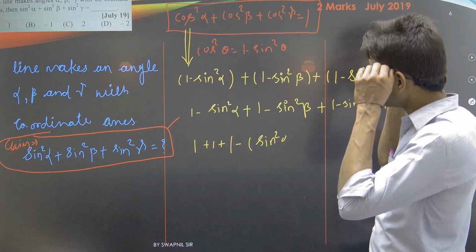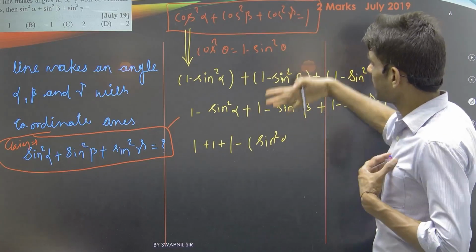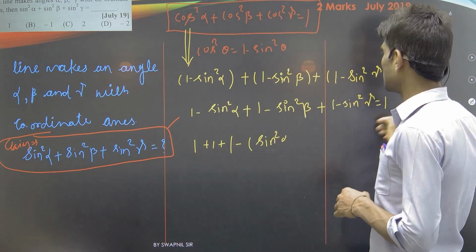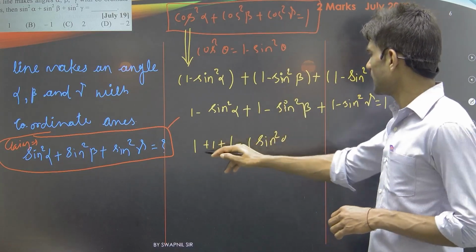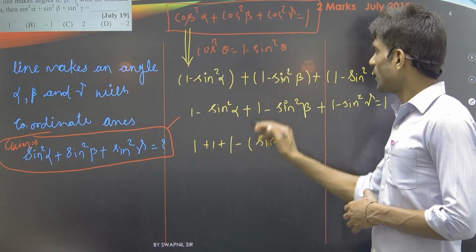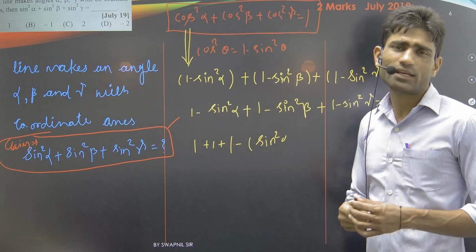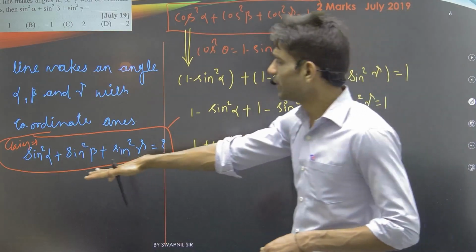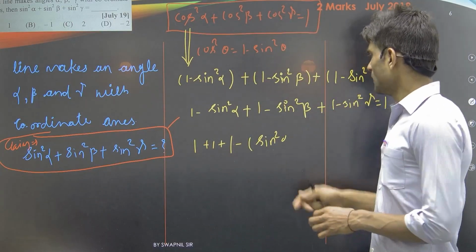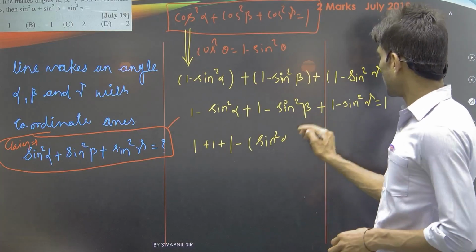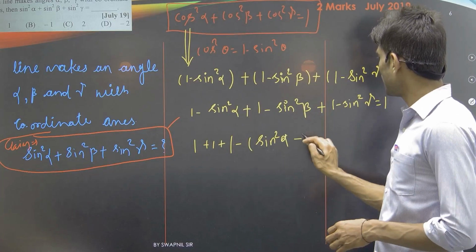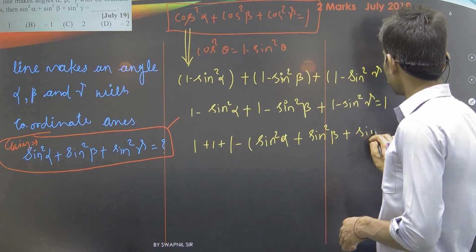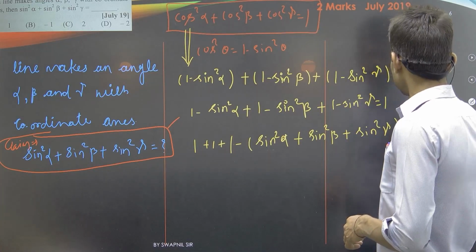So we can take it in the form of sine square alpha, sine square beta, sine square gamma. Take plus 1 together. I'm just operating using the standard result for direction cosines, in order to substitute the values in our given claim. So sine square alpha plus sine square beta plus sine square gamma, and complete, which is having value 1.